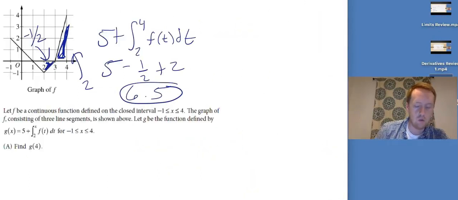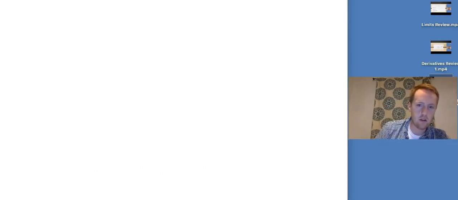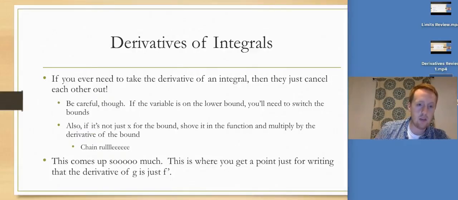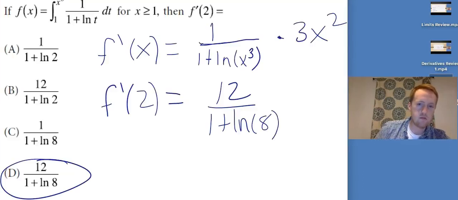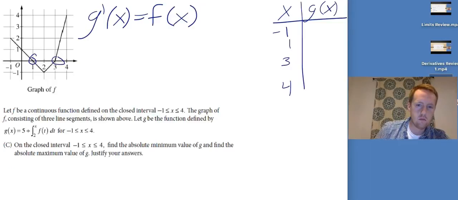Right here, g of 4 was 6.5. And yes, I literally did just slide back so I wouldn't have to do it again. And now it's biting me. It's fighting me. Okay, so this is 6.5.